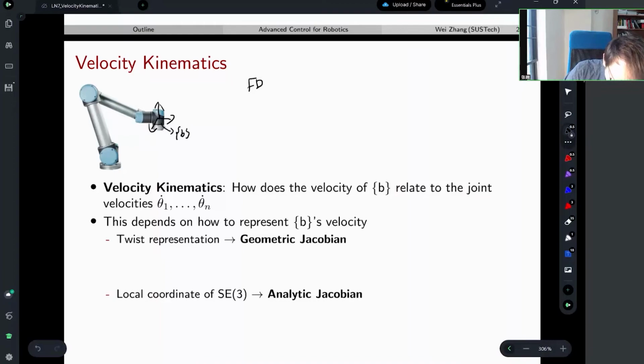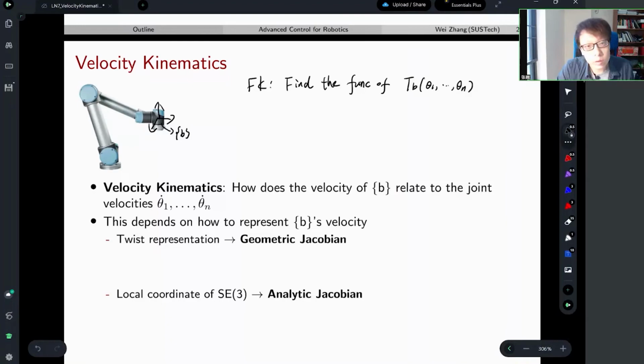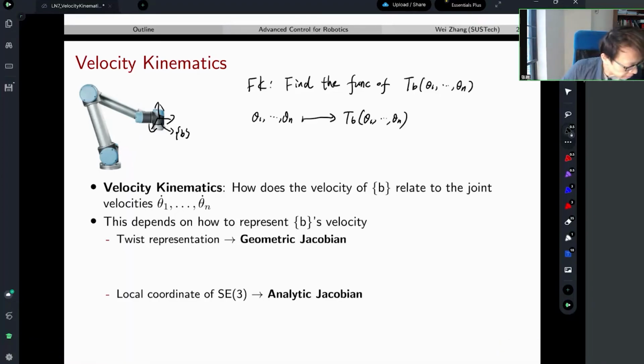And the forward kinematics problem that we learned before is trying to find the nonlinear mapping or function of T_B, the pose of B, as a function of theta 1 all the way to theta n. It's a function of the joint variables. In other words, given joint variables, there's a mapping that uniquely determines the frame B pose. The result we got last time is the so-called product of exponentials.